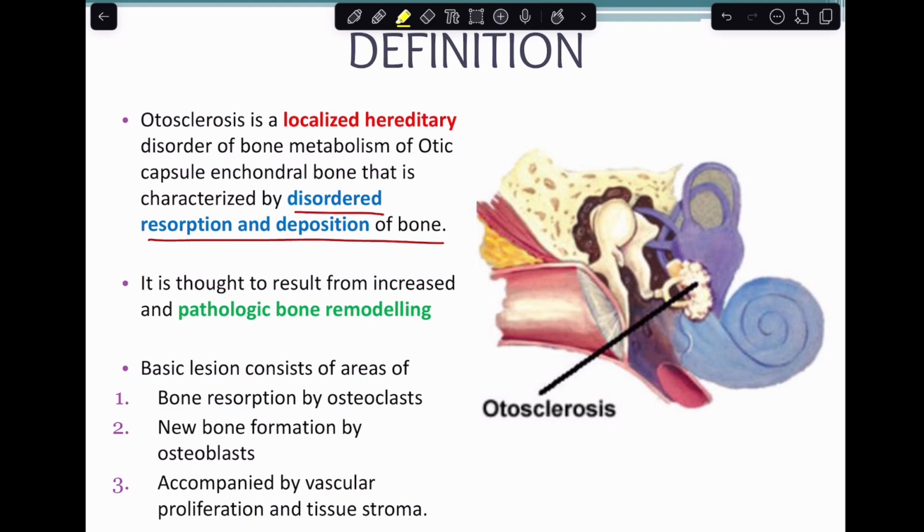So the lesion that we'll see in here, the otosclerotic lesion, which we see in the image here, usually involves the stapes footplate. This lesion typically consists of areas which have bone resorption by the osteoclasts, and then there is new bone formation by the osteoblasts, and this is accompanied by vascular proliferation and tissue stroma. So basically, it is a localized hereditary disorder of the bone metabolism involving the otic capsule.